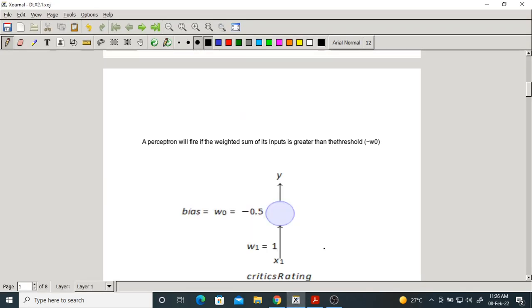Now recall that a perceptron will fire if the weighted sum of its inputs is greater than or equal to the threshold. That is the logic of the perceptron neuron. So the weighted sum of inputs is more than or equal to the threshold. Always remember minus omega naught equal to theta, where theta is the threshold.